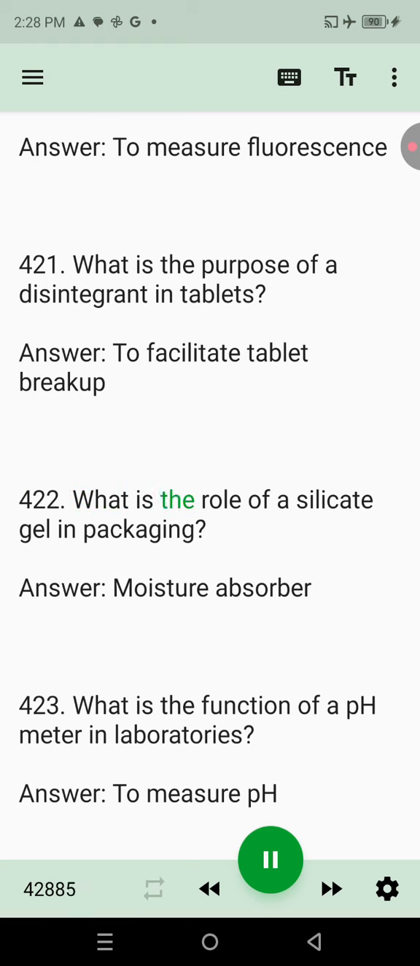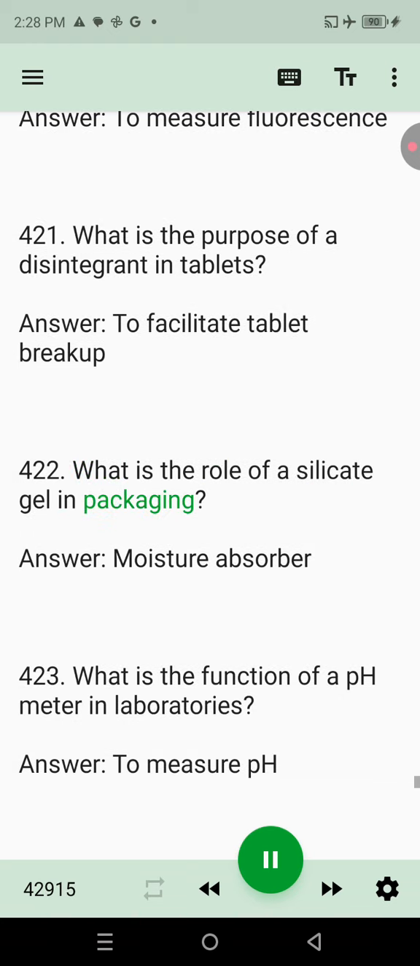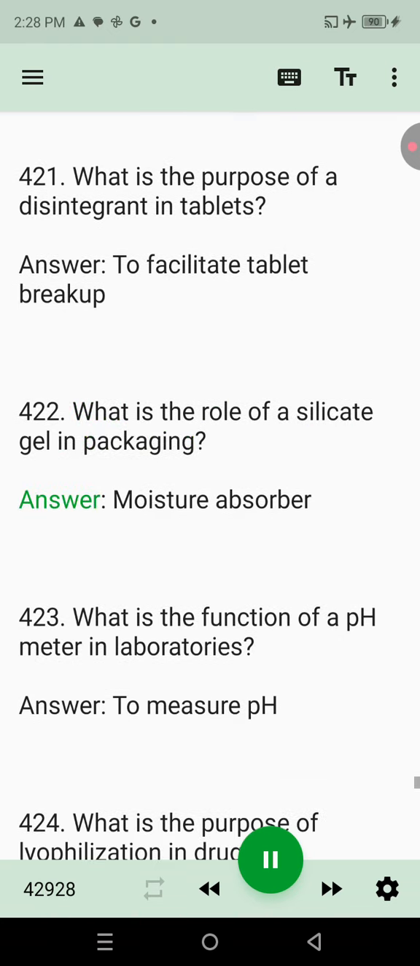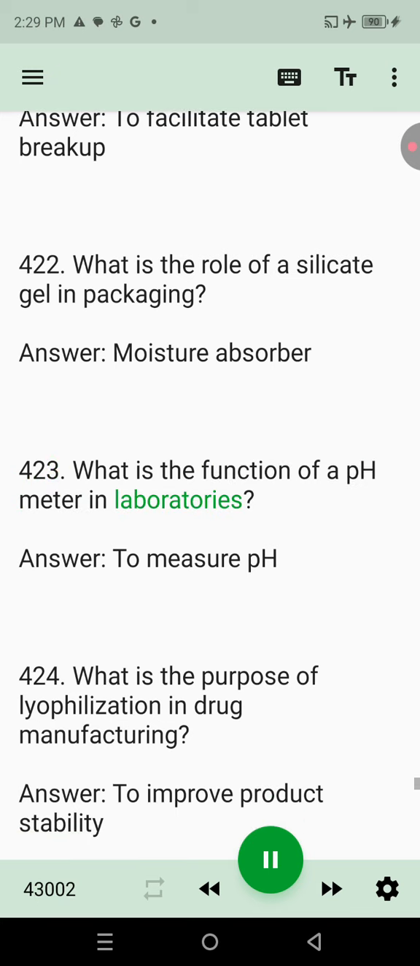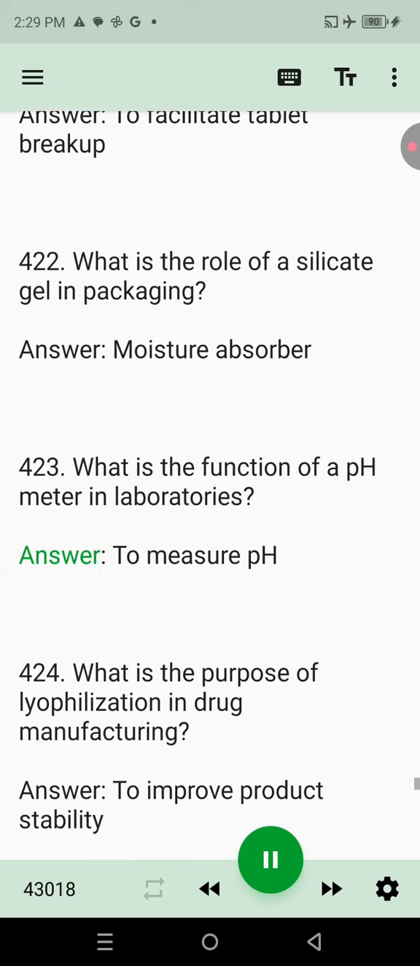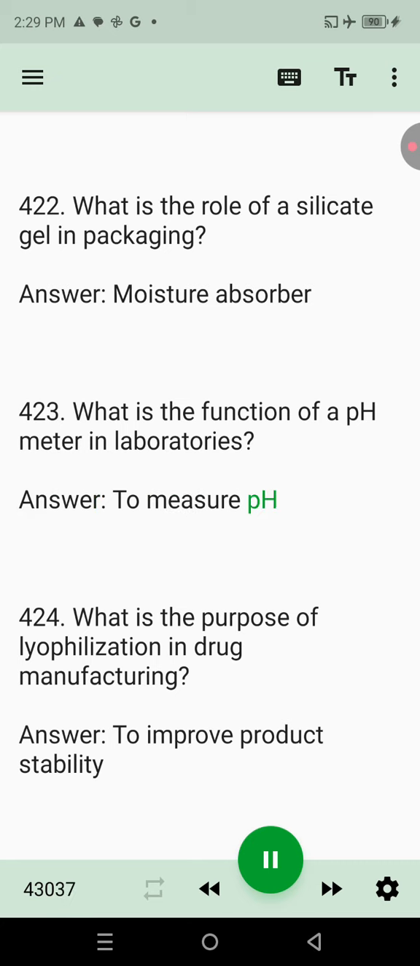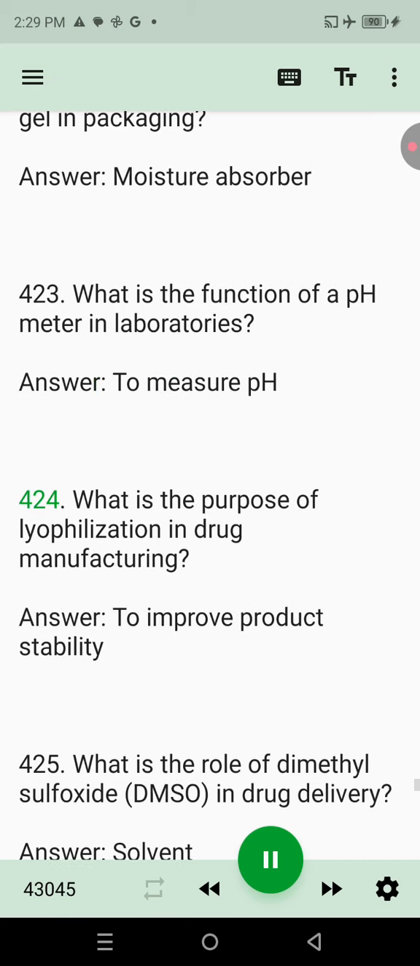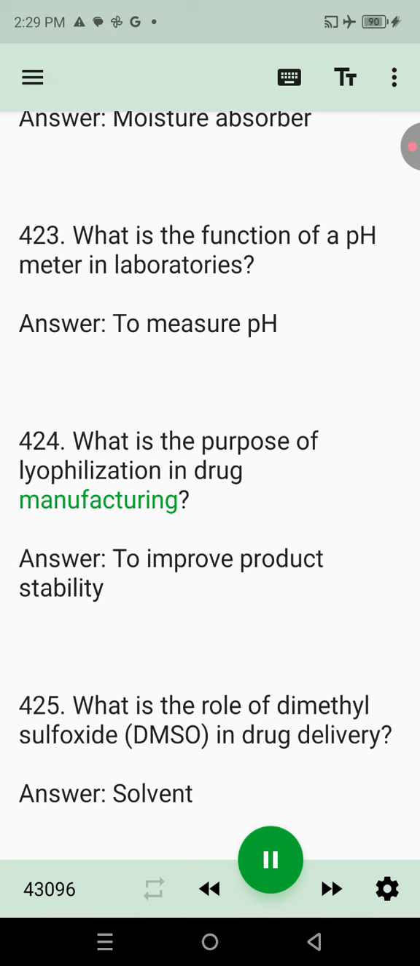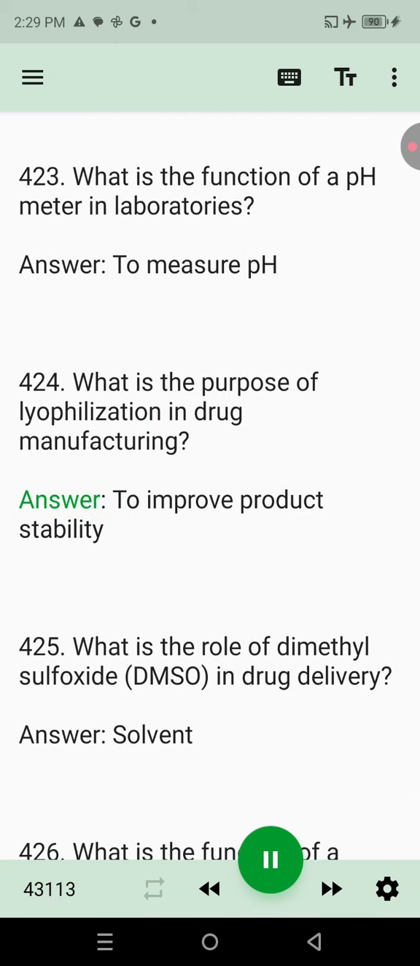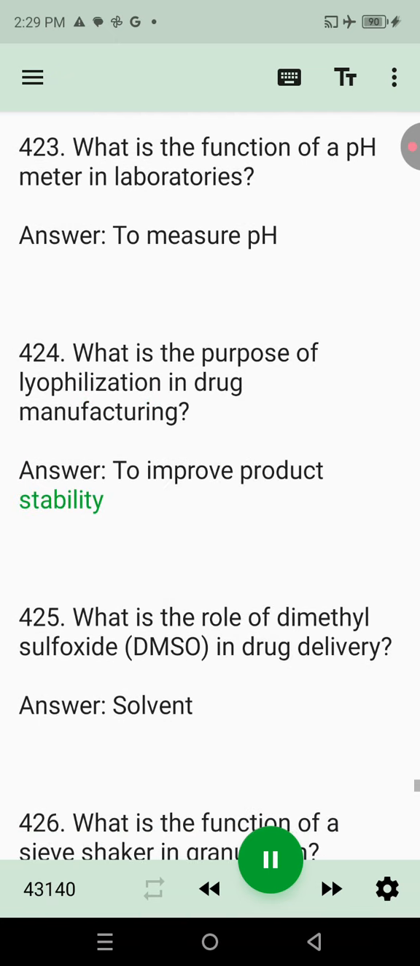422. What is the role of a silicate gel in packaging? Answer: moisture absorber. 423. What is the function of a pH meter in laboratories? Answer: to measure pH. 424. What is the purpose of lyophilization in drug manufacturing? Answer: to improve product stability.